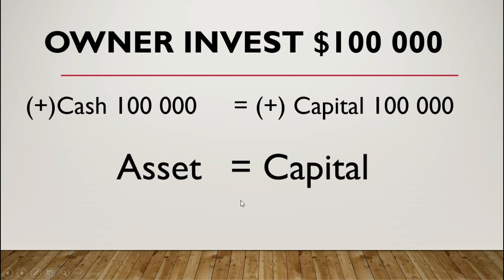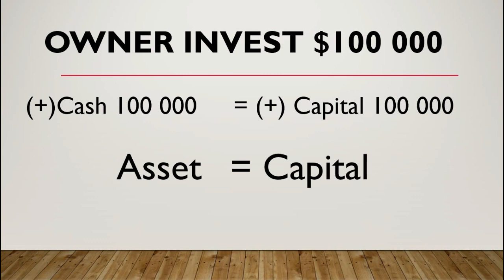So we can say asset is equal to capital because business cash is increasing by 100,000. At the same time, the ownership towards the owner is also 100,000. So 100,000 is equal to 100,000. Cash is an asset, capital means the ownership. So asset is equal to capital, we can say in this example.